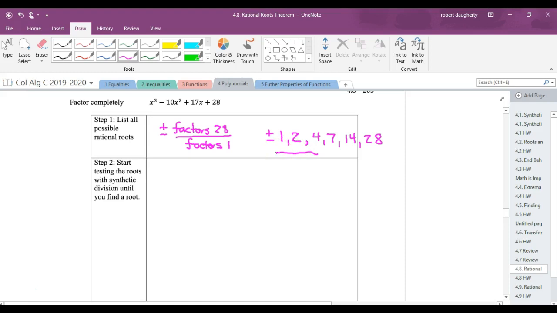So let's start with positive 1. If I set this up, this is 1, minus 10, 17, 28. So bring the 1 down. 1 times 1 is 1. That's negative 9. Add those and get what? 8.